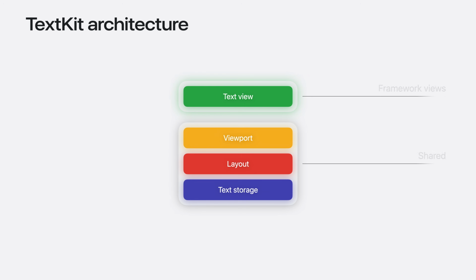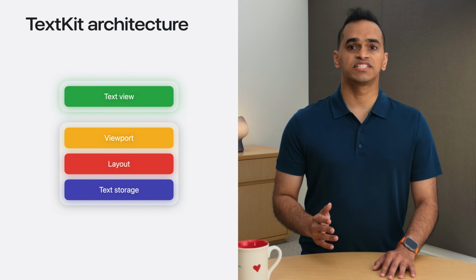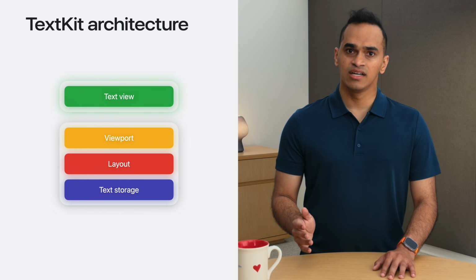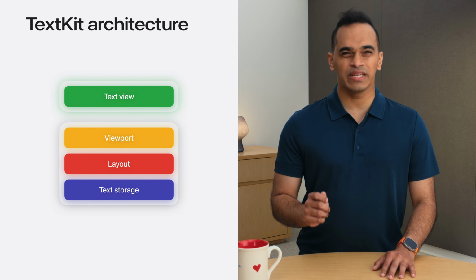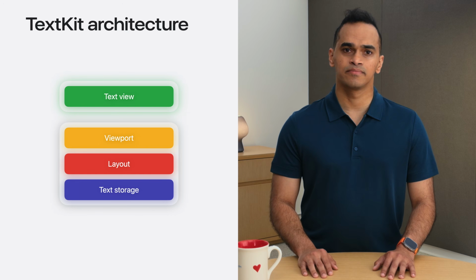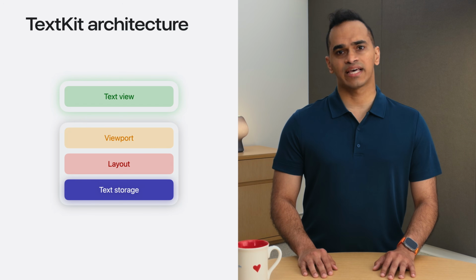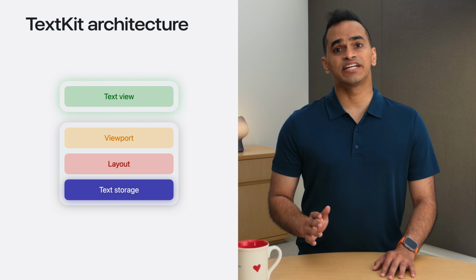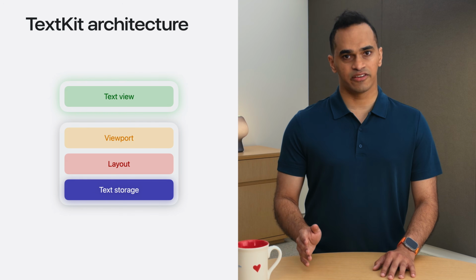The storage, layout, and viewport layers are shared across all of Apple's UI frameworks. You can use these shared layers to render text on any view or view-like drawable visual element provided by a UI framework. Next, I'll cover how each layer works. By understanding the pieces that make up each layer, you can customize TextKit to create unique experiences in your apps. To do that, I'll use the example of rendering a long NSAttributedString in a custom text view.